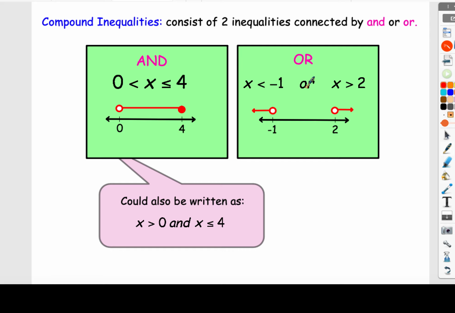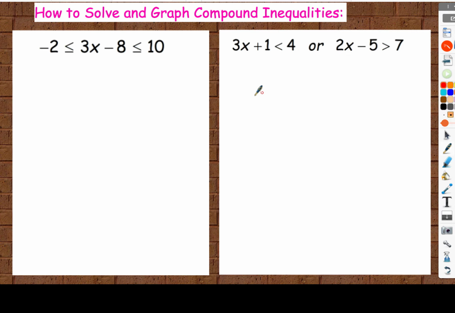But because it's OR, if either one is true, then we're okay. Remember, for AND, they either have to both be true, so I have to be greater than 0 and less than or equal to 4, or it's not a true statement. For OR, if the first one is true, then hey, I've got a true statement. That's true, or the other one. Well, hey, I'm perfectly fine with one thing being true. Let's take a look at a couple examples here.